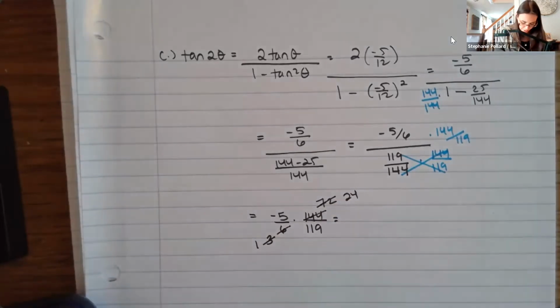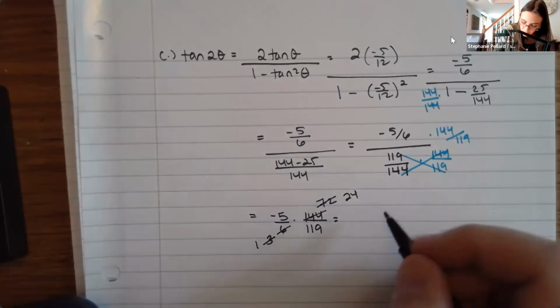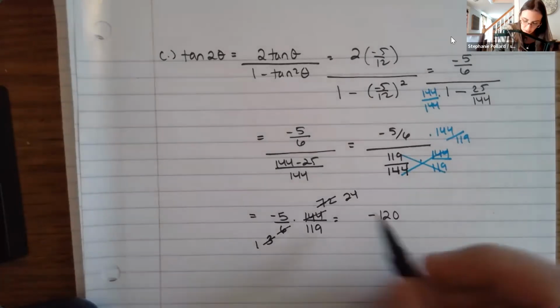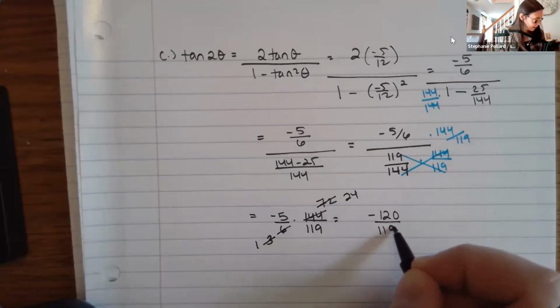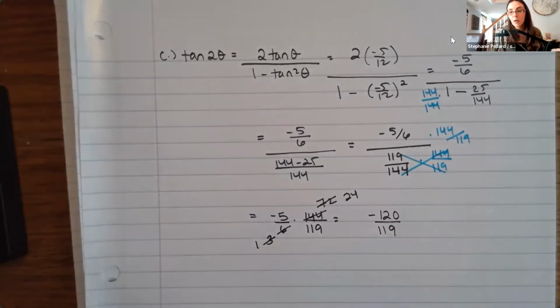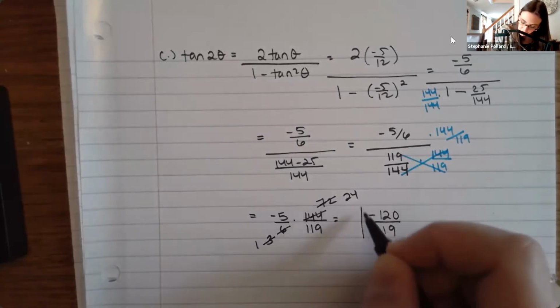And now I have 5 times 24, which is 120. So negative 120 is in the top, and I have 119 on the bottom. This is all I can do here. You can change it to a mixed number if you want to, but this is fine. And this would be my final answer.